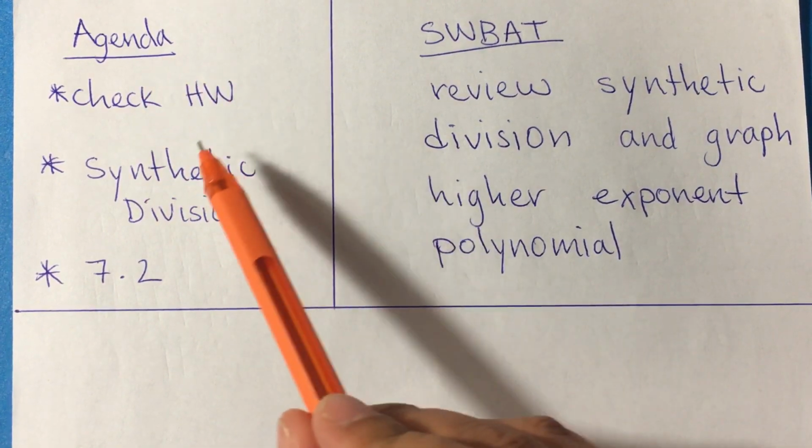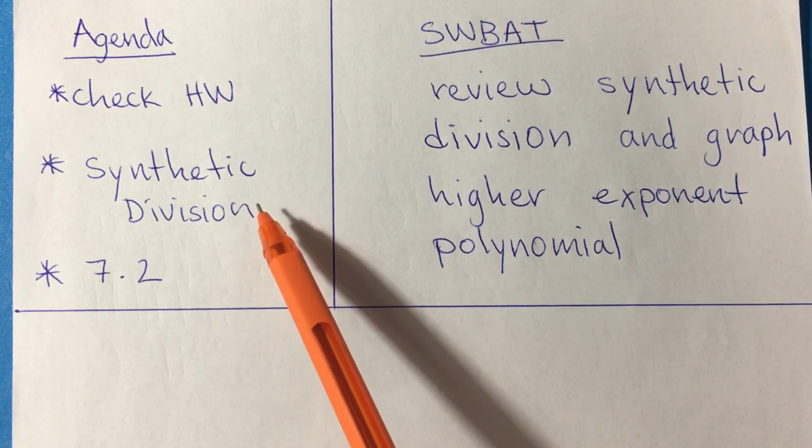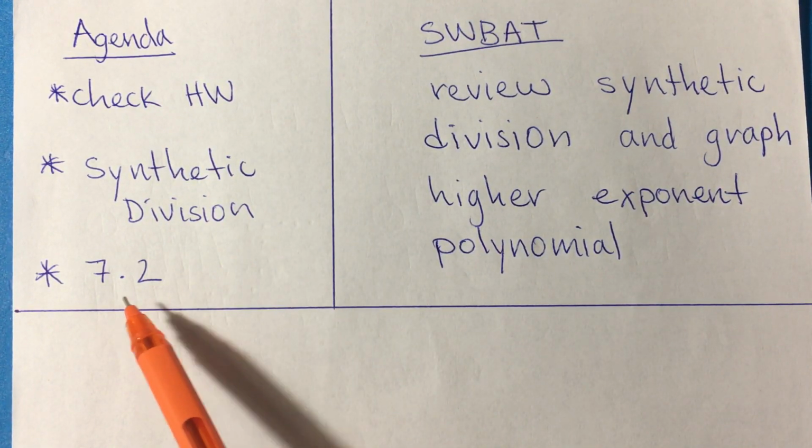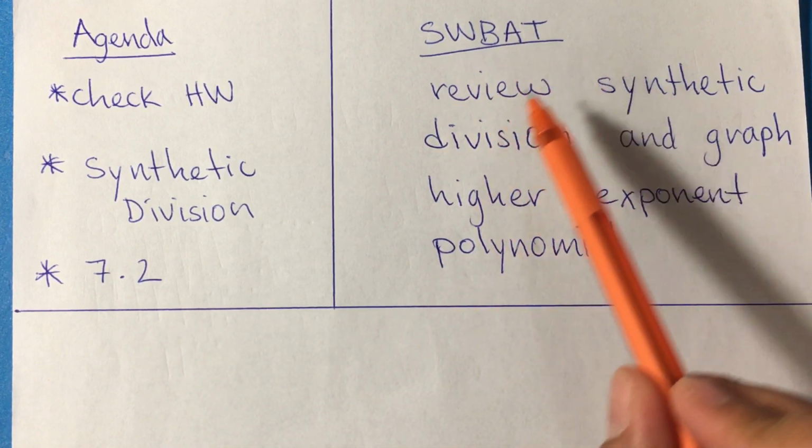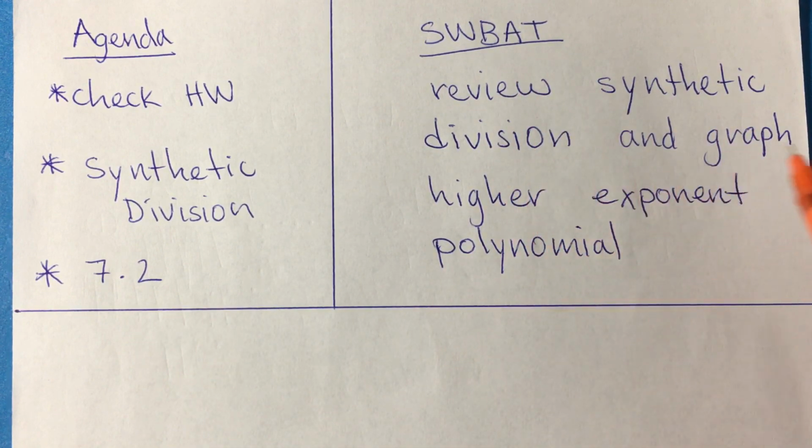Hello students, today's agenda is to check homework. We'll be learning about synthetic division and we'll do 7.2. Today students will be able to review synthetic division and graph higher exponent polynomials.